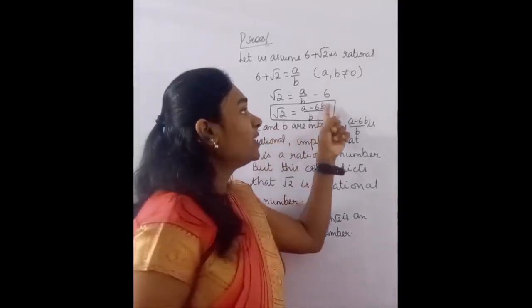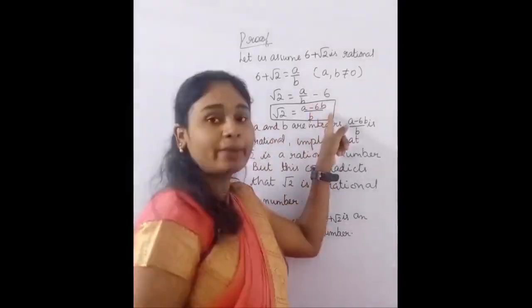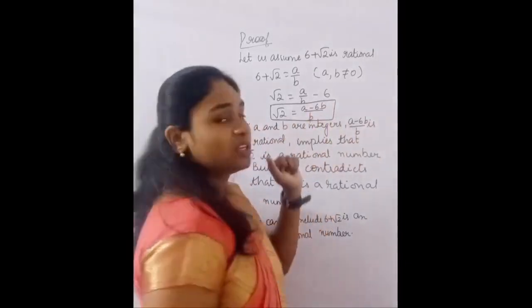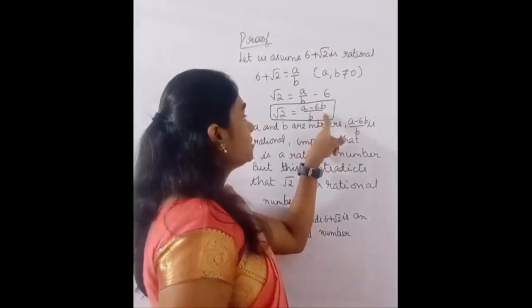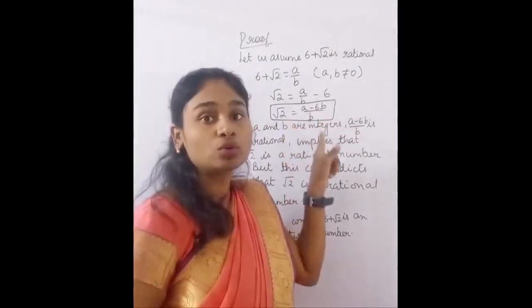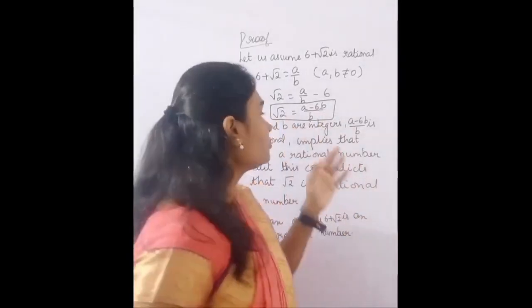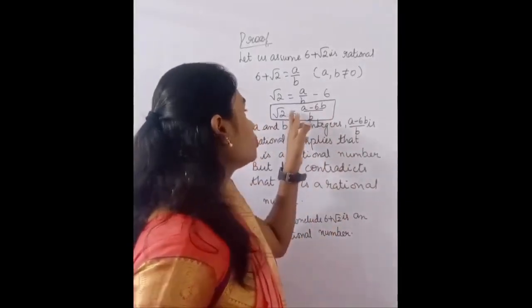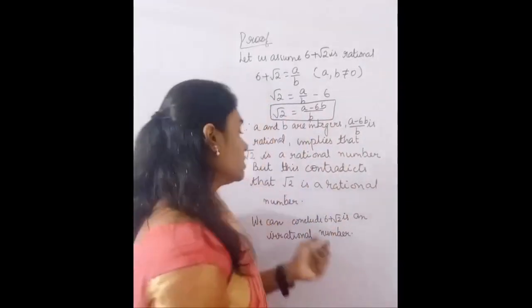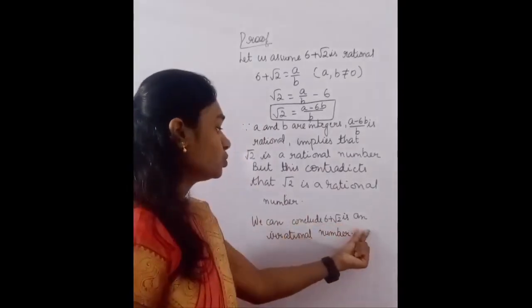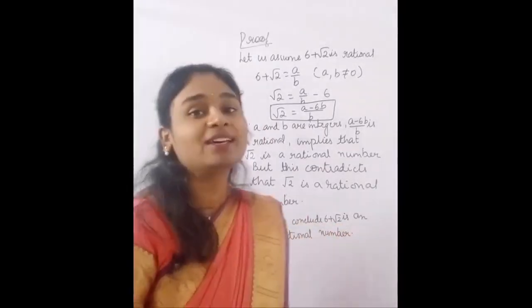Since a and b are integers, a minus 6b by b is a rational number. So it says that this rational number is equal to this root 2, which is an irrational number. So this contradicts the fact that root 2 is a rational number, and therefore we can conclude that 6 plus root 2 is an irrational number.